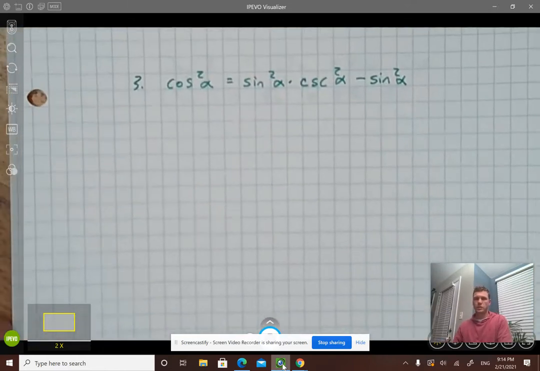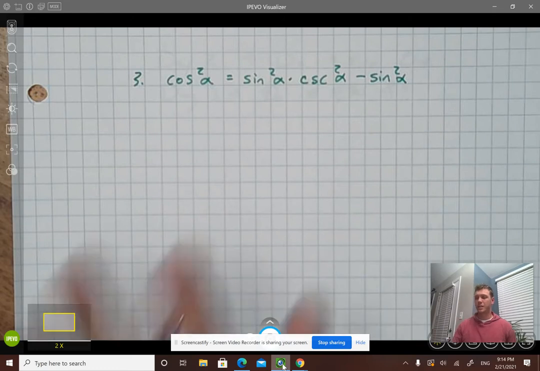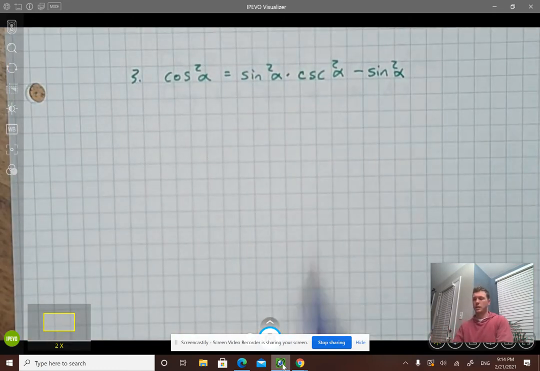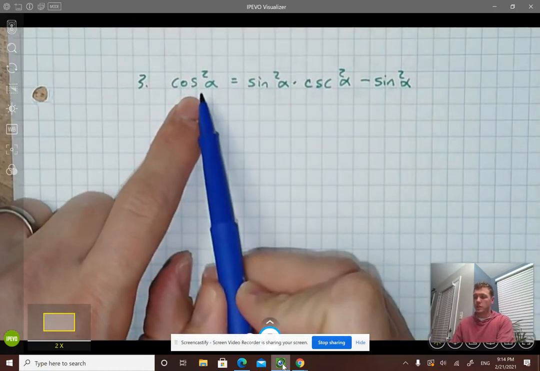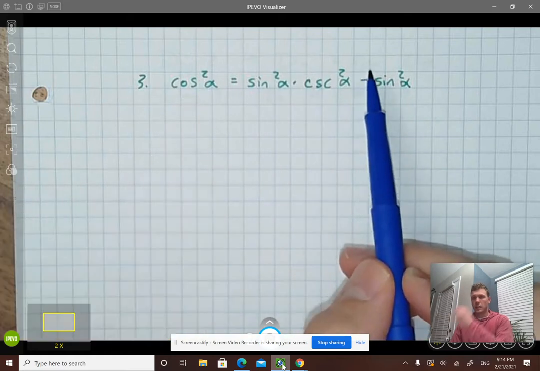All right. So on this one, I've got cosine squared of alpha on the left, and sine squared of alpha times cosecant squared of alpha minus sine squared of alpha on the right. Okay, this one's a little more obvious as to what we want to use. I want to use the right side. So first thing, I've got cosine alpha. That's our end goal. That's what we're trying to get it to look like.